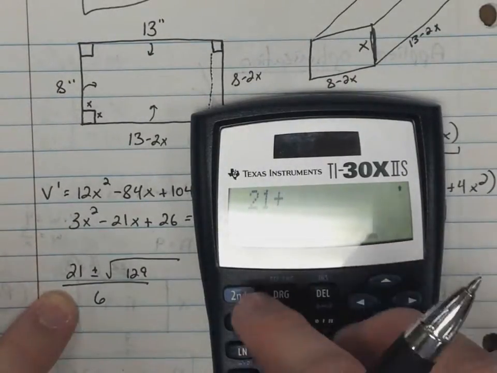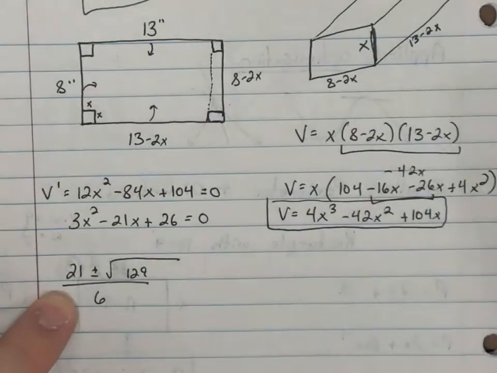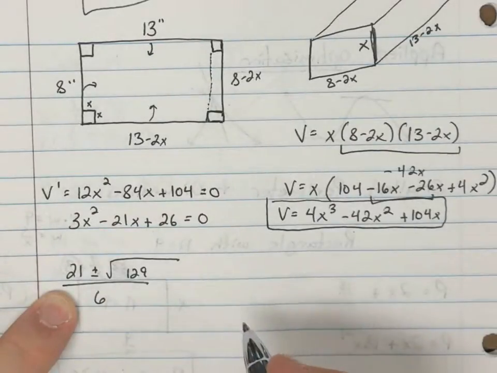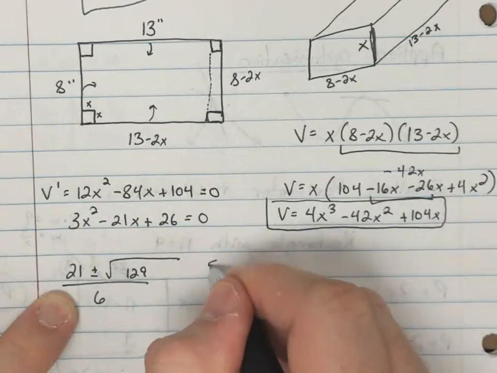21 plus the square root of 129, I like to go ahead and enter there, divided by 6. Gives me about 5.4, and it says round your answers to the nearest hundredth, so I need 2 decimal places, so 5.39.